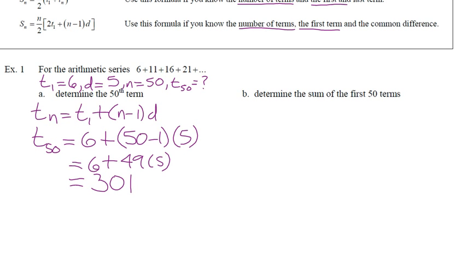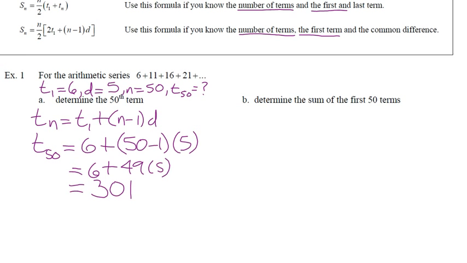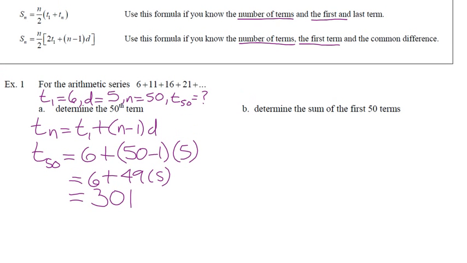Determine the sum of the first 50 terms. Let's scooch up a little bit. That's wrong? Okay, what is it? 245 plus 6. Oh wait, that's a 5, not a 6. 250, 245, 251. Good, thanks. I multiplied 49 times 6, not 5.